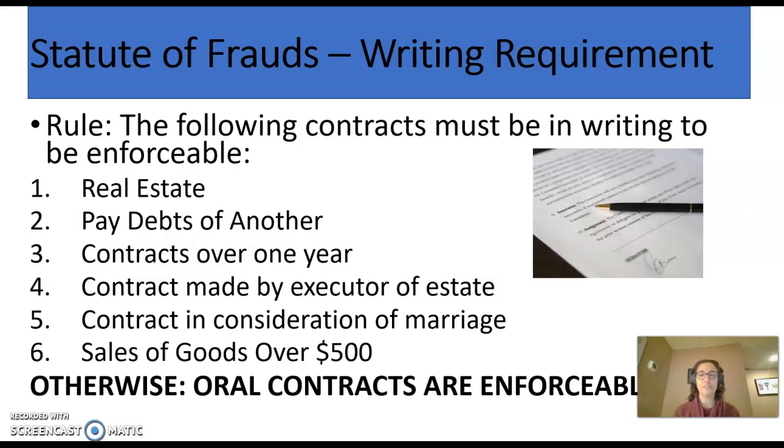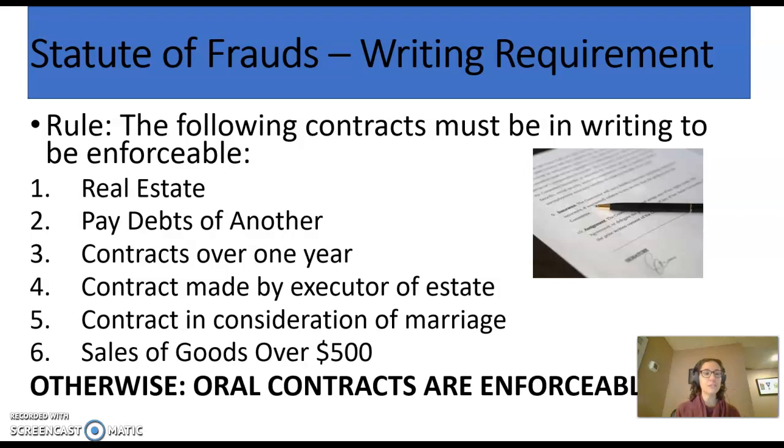The other way to look at this is, of course, to say that having a writing makes it easier to prove the contents of a contract or that a contract even existed, but that writing is not required. It just makes proving it easier. So which are the contracts that have to be in writing? This is the magic list.